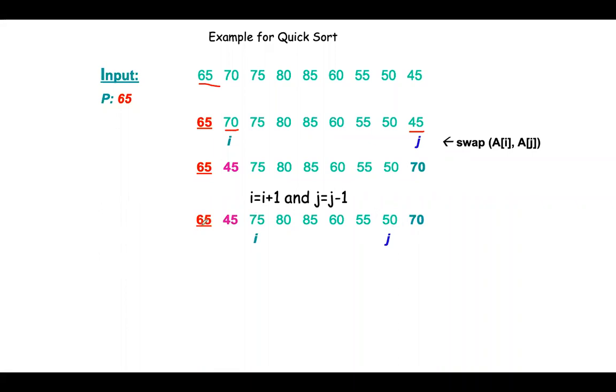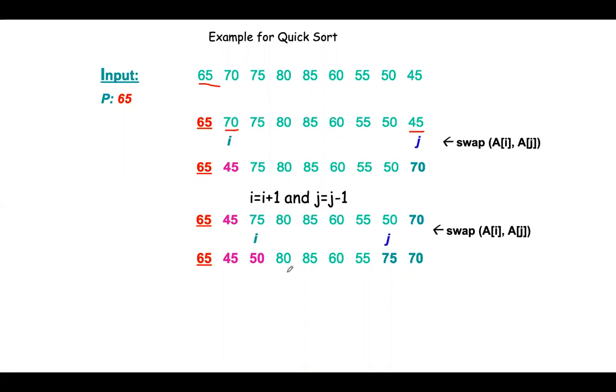A of j is less than 65. This condition is also true. When these two conditions are true, what we will do, we'll swap these two elements. 50 and 75, we will swap. Okay, 50 and 75, we have swapped.